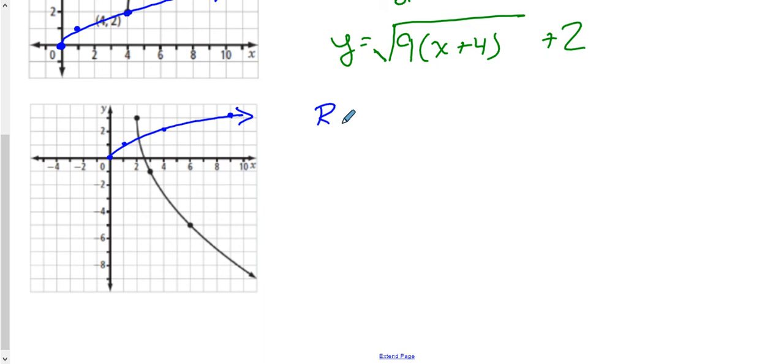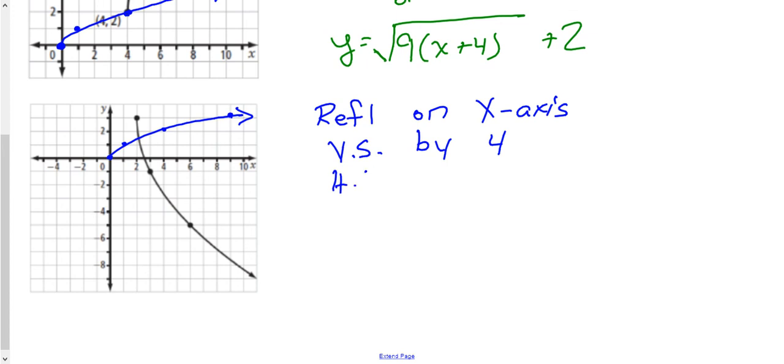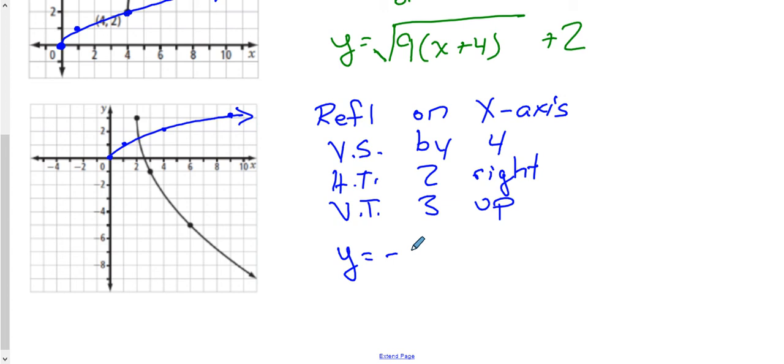So I'm going to write down a few things. We have a reflection on y-axis, or sorry, on our x-axis. A vertical stretch by 4. And it looks like we moved it 2 to the right and 3 up. So we have horizontal translation 2 units right, and a vertical translation 3 units up. Putting this all together here, we have y equals negative 4 square root of x minus 2, so that's the movement of 2 to the right, plus 3 up.